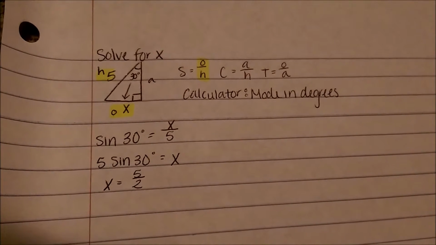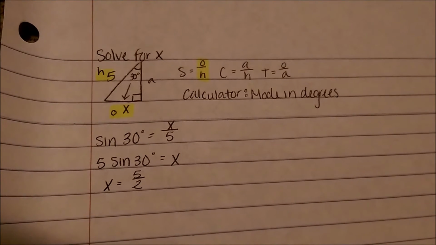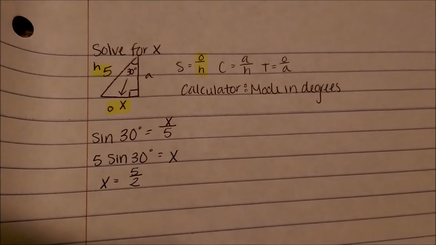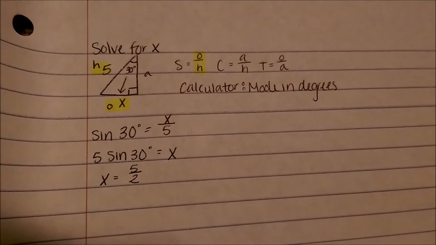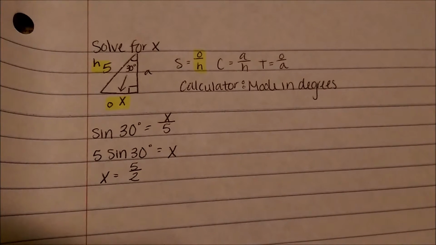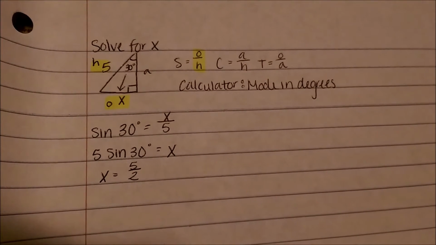So you take a look at the formulas here. You can see that we are going to use sine. So you would plug in sine of 30 degrees equals x over 5, multiply both sides by 5, and plug that into your calculator, and that should give you x is equal to 5 over 2.